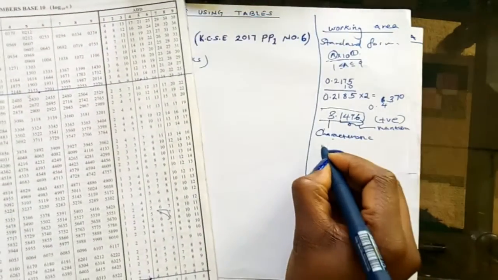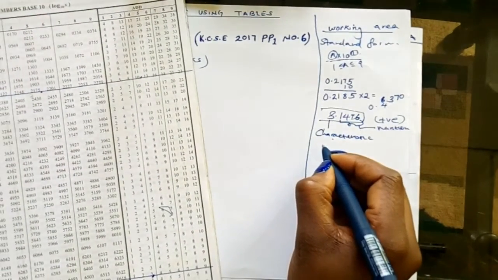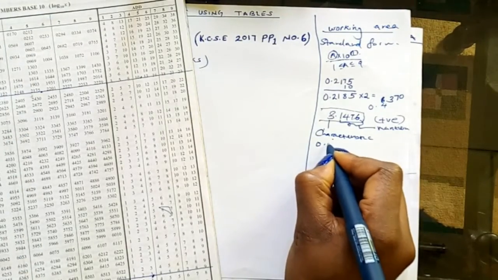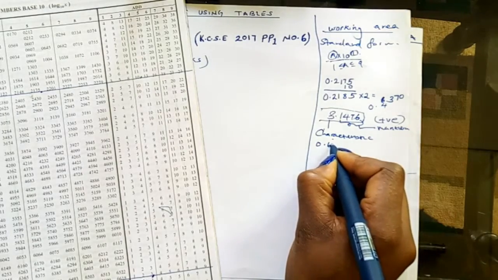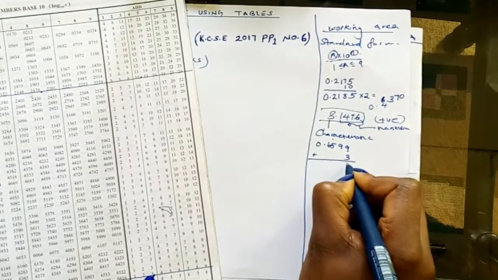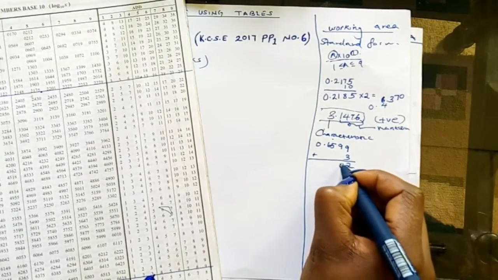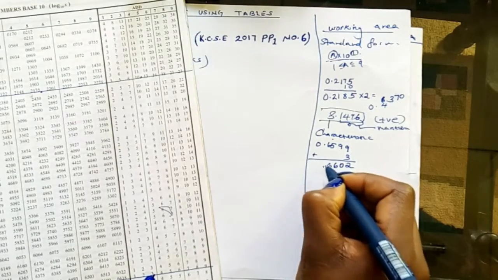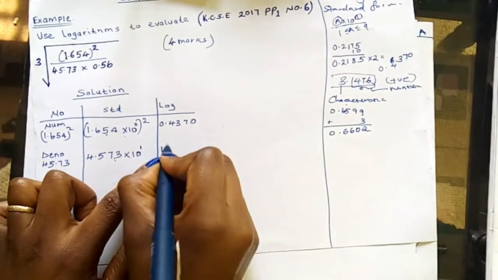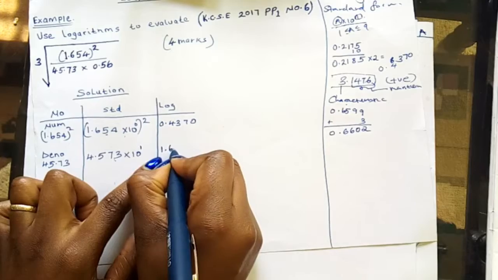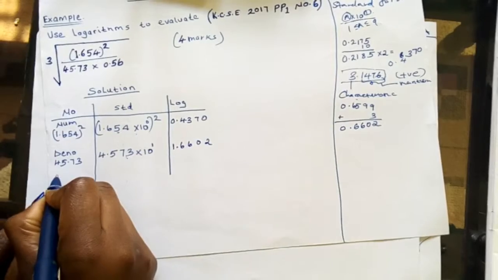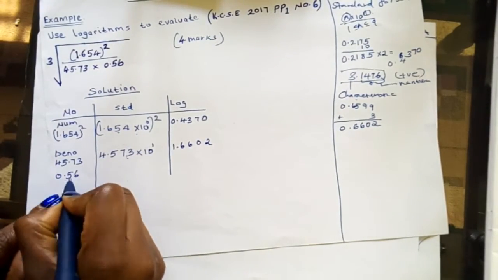So the log of 4.573, we shall be having 0.6599 plus 3. So we shall have 0.6602. So this is the log. Then we go to the next number, 0.56.